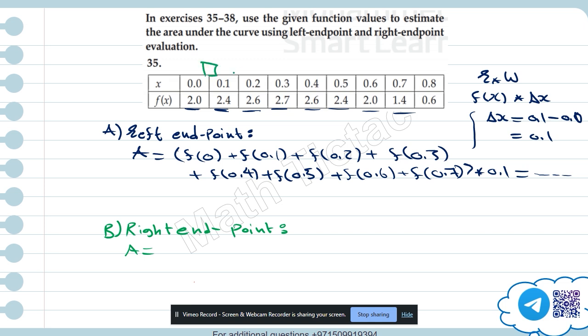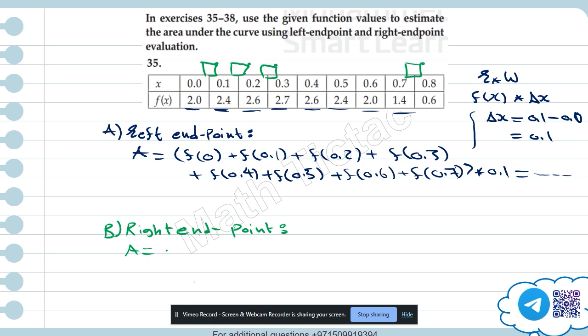If we need to calculate using the right endpoint, and we have this rectangle, I will take the right, then the right, then the same thing, the right, until reaching this value, and I will take the right. So here I'm not going to take the first value. In the left endpoint, I'm not going to take the last value, and in the right endpoint, I'm not going to take the first value.